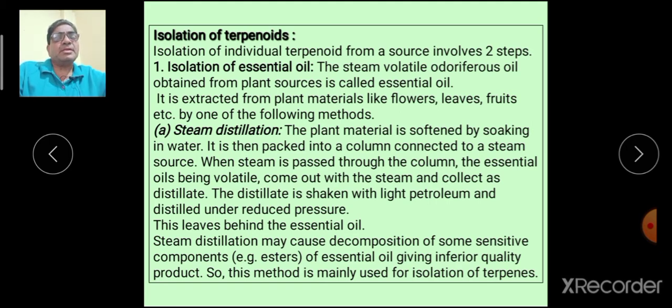However, steam distillation may cause the decomposition of some sensitive compounds. Esters are present in the essential oils, giving inferior quality of product, that is, a raw product will be obtained. And therefore this method is used for isolation of terpenes, that is, the hydrocarbons only.